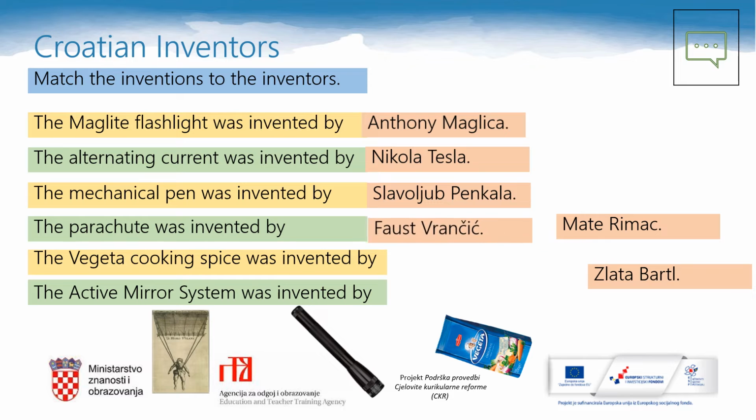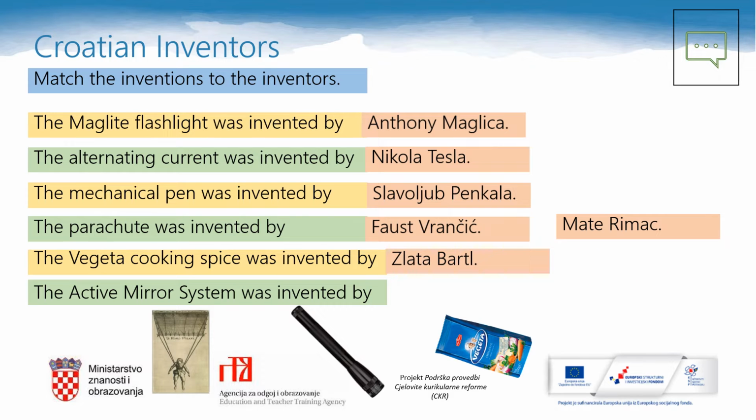The parachute was invented by Faust Vrančić. The Vegeta cooking spice was invented by Zlata Bartol. And the active mirror system was invented by Mate Rimac. Excellent work, everyone.